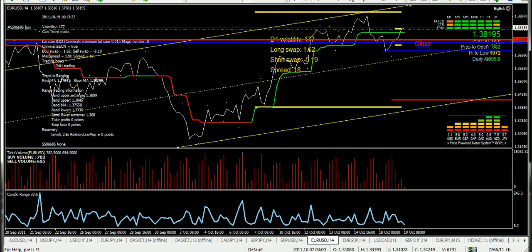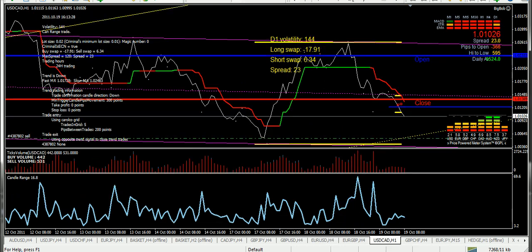If your price is above it, you buy. If it's below it, you sell. Pretty simple stuff, isn't it? Look, here's the close price of yesterday. Look, it was a downtrend. If you'd shorted this, you would have been in a nice position.